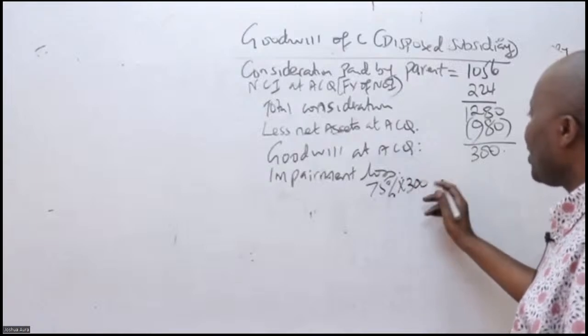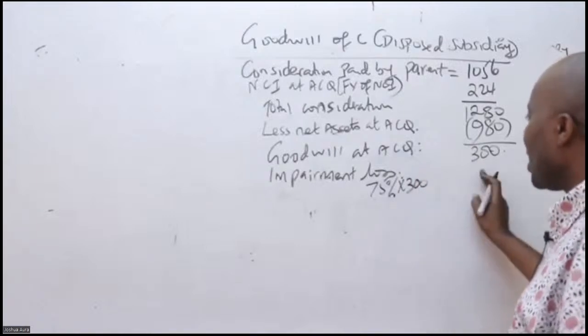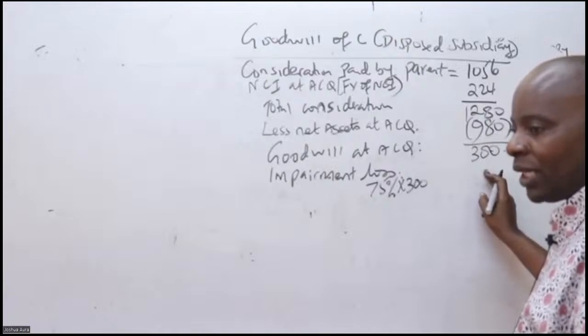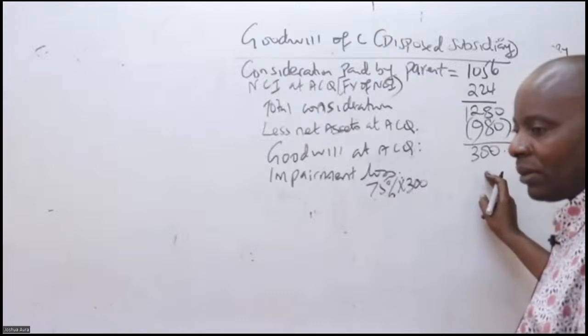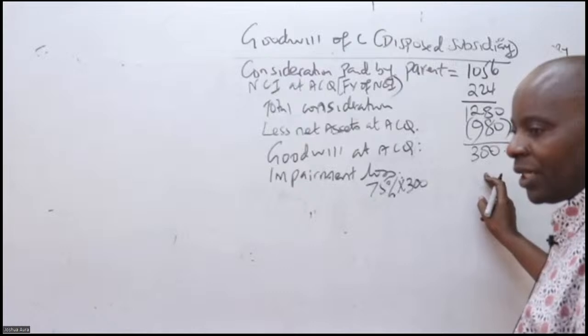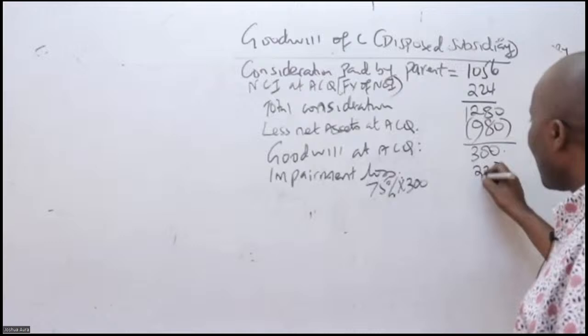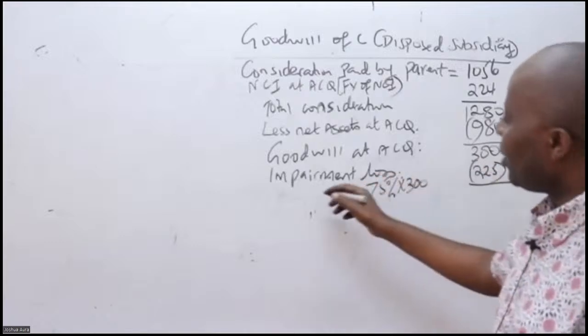0.75 times 300 gives us what figure? 75% of 300 will give me how much? So the impairment loss is 225. And then now you'll be able to give me the goodwill.